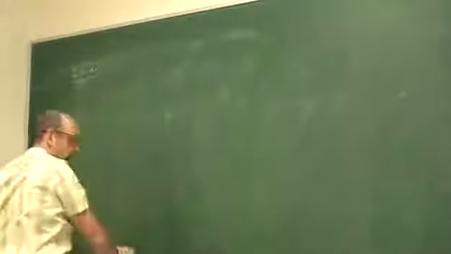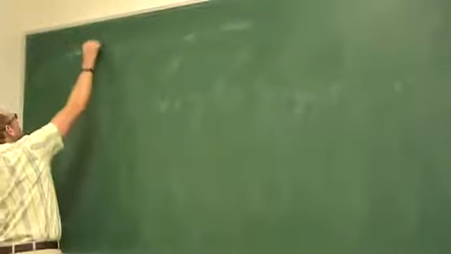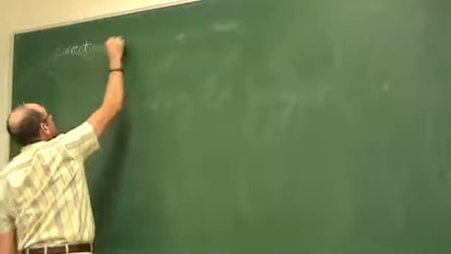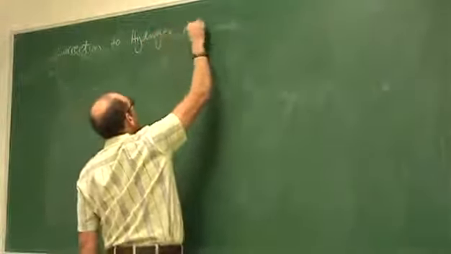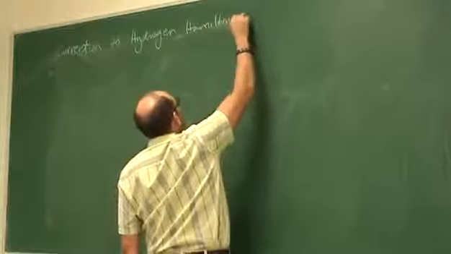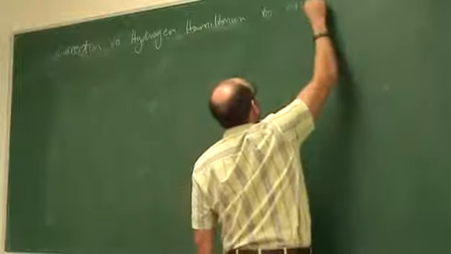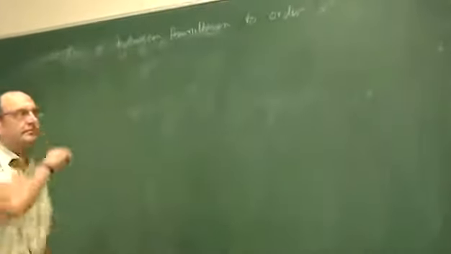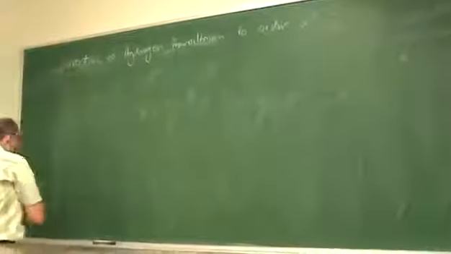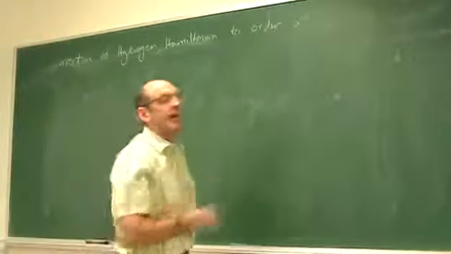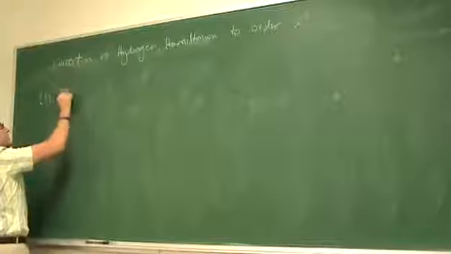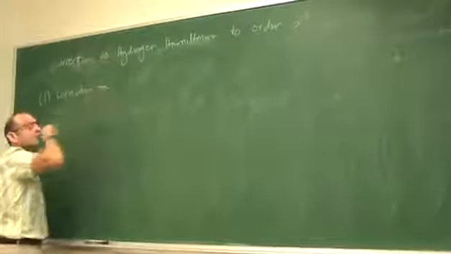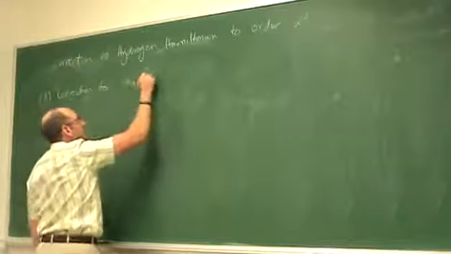So, corrections to the hydrogen Hamiltonian to order alpha squared. Well, the first term, of course, has something to do with the kinetic energy. So the first thing we have is a correction to the kinetic energy.